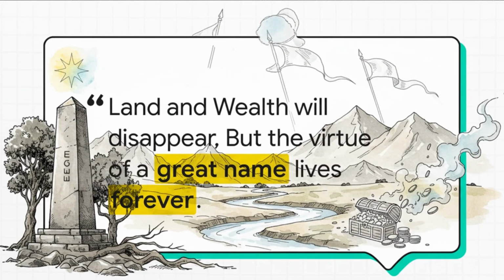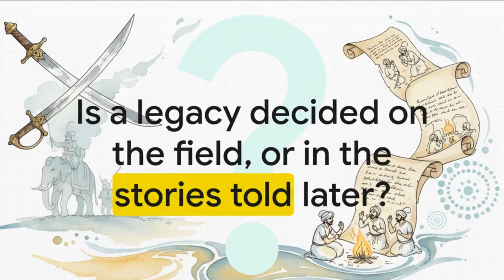You know, maybe Pratap himself gave us the best way to look at his struggle. He's said to have believed that things like land and wealth are temporary. They come and go. But a great name, a legacy of standing up for what you believe in, that's what truly lasts forever. Which leaves us with one final thought. The Mughals won the day at Haldighati, but you could argue Pratap won the war for his legacy.